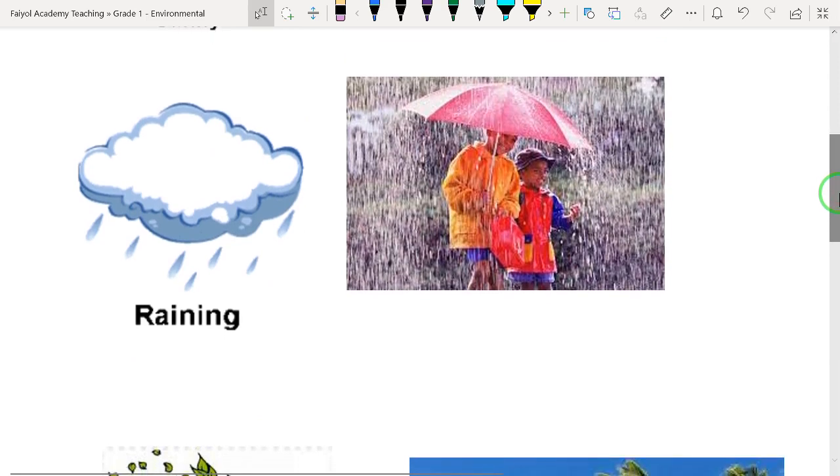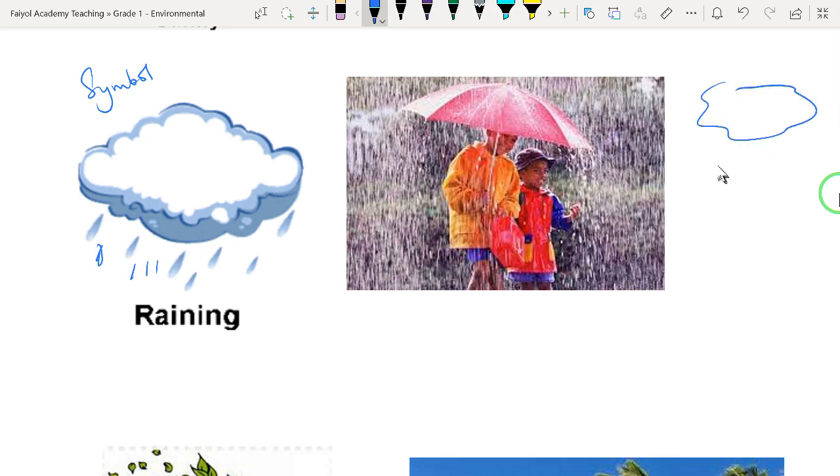And we may have a different kind of day in which it's rainy. On a rainy day, we first of all have this symbol we use for a rainy day. We have some clouds and some drops, some raindrops that are falling. And if I was to draw it using handwriting, I would just do something like that one. And this is how you describe a rainy day.